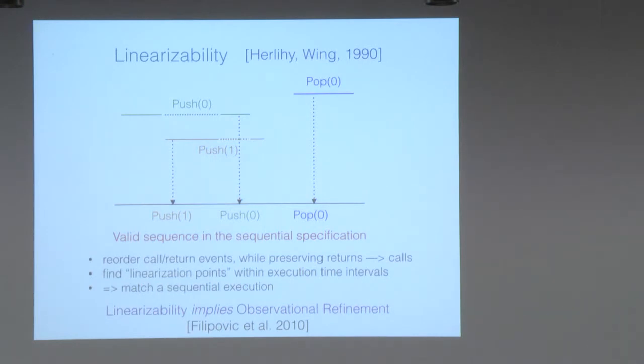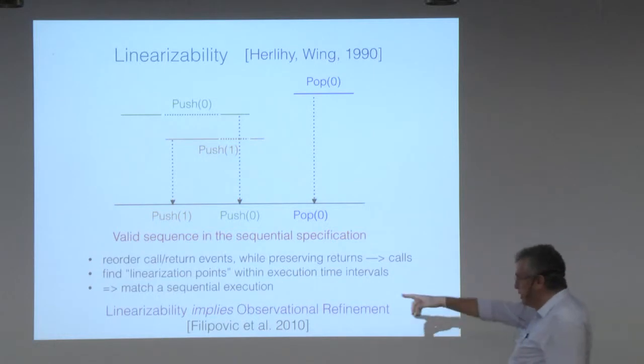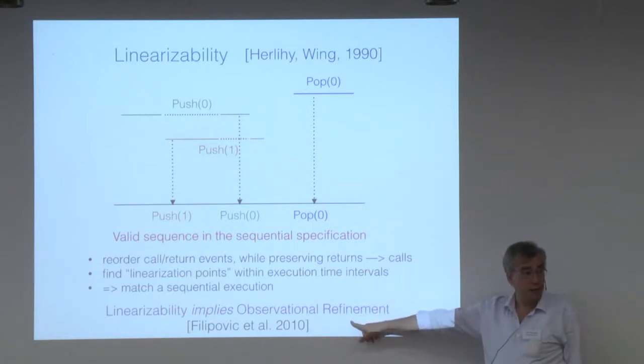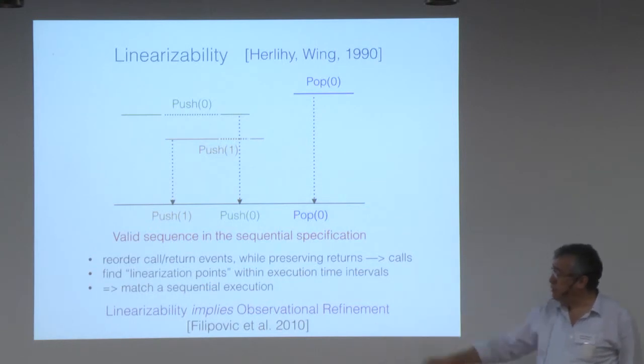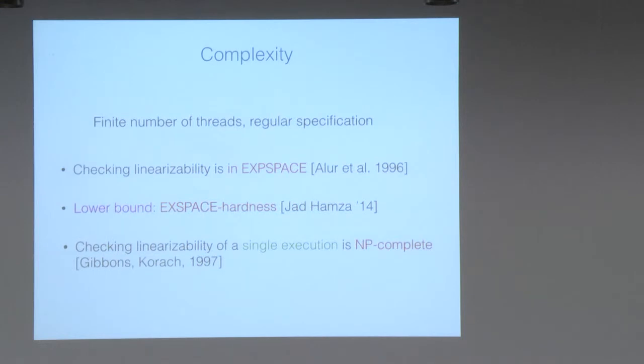And actually, it has been proved. I think it was all the time a kind of folklore knowledge, but it was proved formally that linearizability implies observational refinement, and actually quite recently by a group of authors, Filipovich, Noam Rinadsky, and I think Peter O'Hearn also. Okay, so this means that now, for instance, we can use linearizability to check observational refinement. Okay, but now, what about complexity? Is it easy?